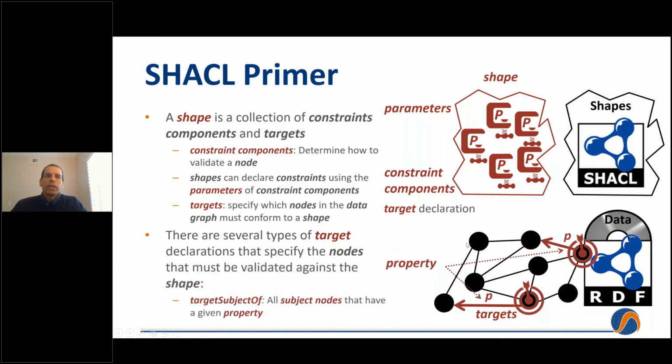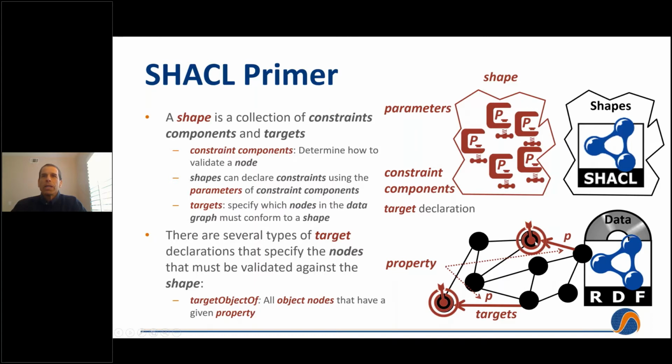The third one is target subjects of, all subject nodes that have a given property, subject, predicate, object. So we have all the nodes that are subject nodes that have a given property P. In this case, those two nodes have the property P, so they are the target for this shape for validation. And the last one is target objects of, subject, predicate, object. So all object nodes that have a given property. In this case, we have two nodes for this given property that are targets for this shape.